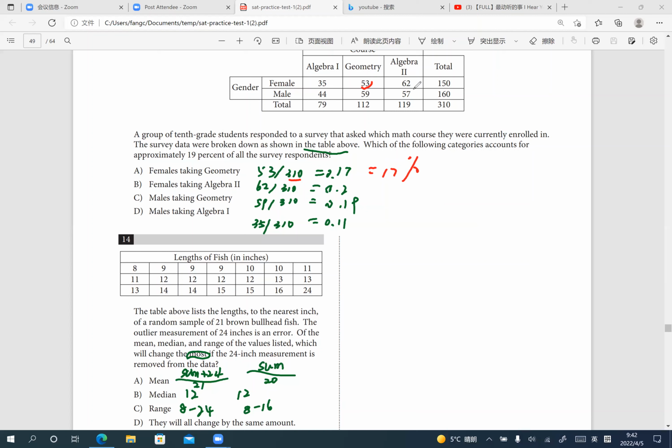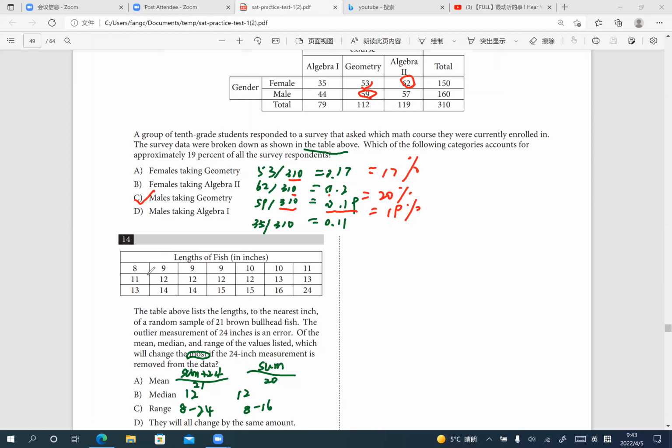Algebra 2 females is 62, and 62 divided by the total number, 310, we get 0.2, which means 20%. Option C, males taking geometry. From the table above, males taking geometry is 59, divided by the total number 310 is 0.19, which is 19%. So option C is our correct answer.